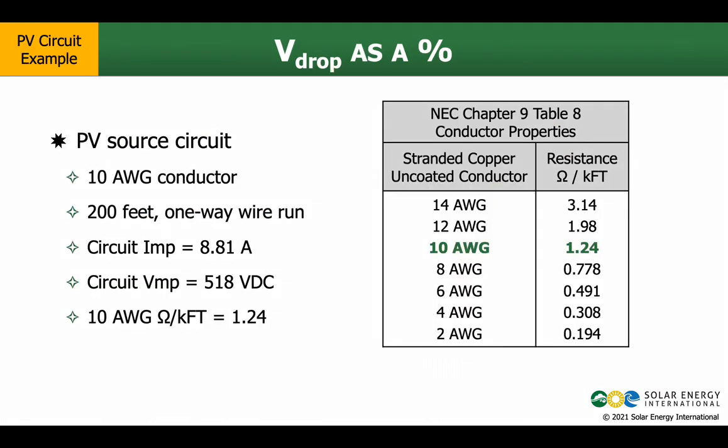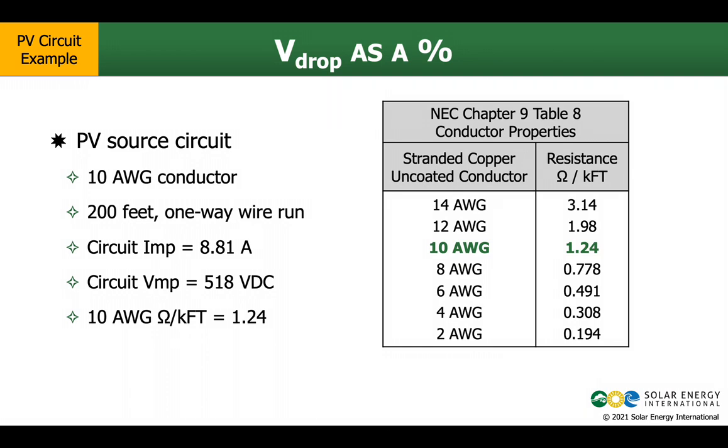Let's do that with an example for a PV source circuit. We're going to calculate voltage drop as a percentage. So we've got our 10 AWG conductor. We figured out that that was going to be good for this PV source circuit. We've got a 200-foot one-way wire run. So remember, we're just looking at our one-way distance.